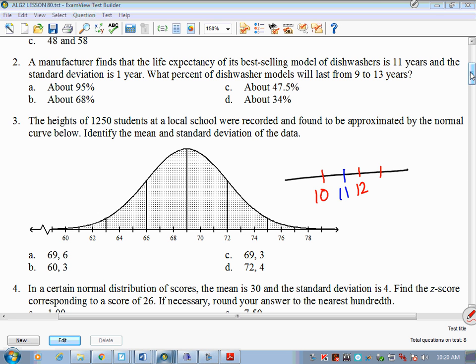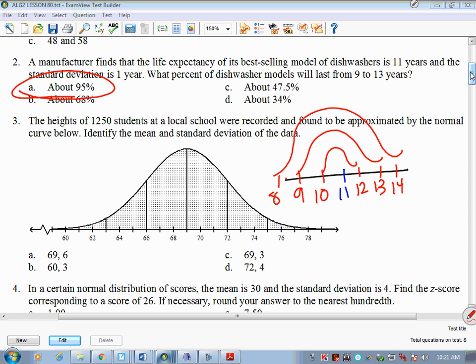Okay, let's do another one. That's going to be 13 and 9. Let's go all the way. 14 and 8. Okay, so we get this one, and this one. What percentage of dishwashers will last from 9 to 13 years? So what percentage is it from 9 to 13? 95%, or about 95%, because we know it goes 68, 95, 99.7. We follow? Great.